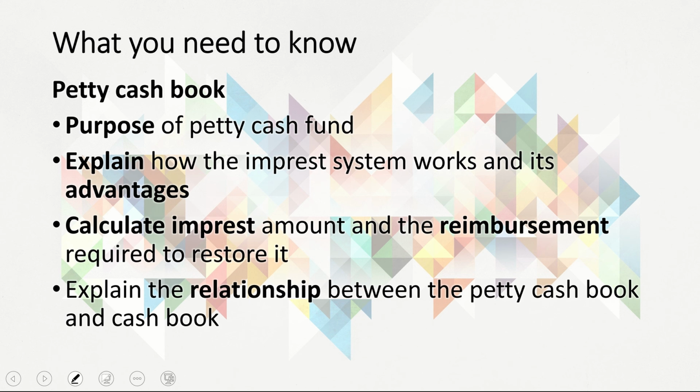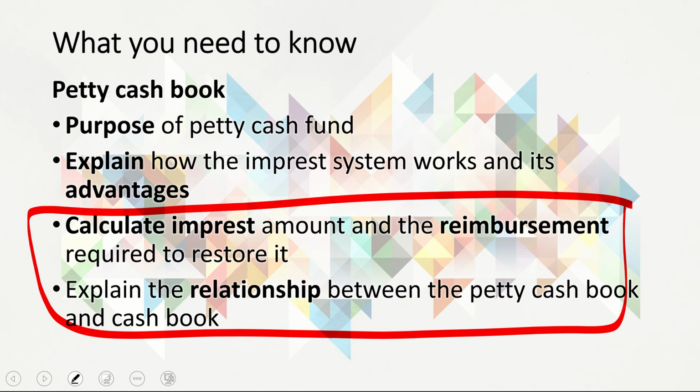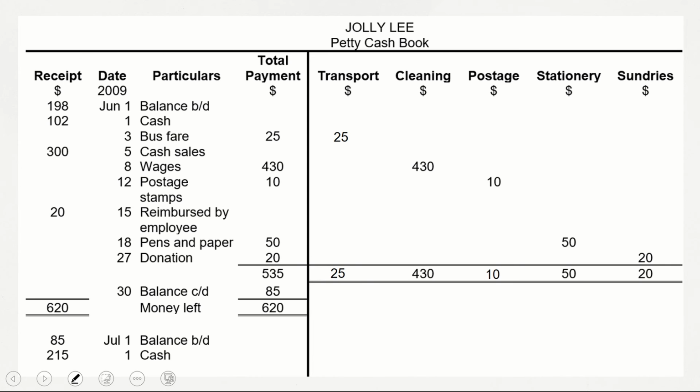Alright, for this lesson, we will only focus on this: calculating the imprest amount and the reimbursement required to restore it, and what is the relationship between the petty cash book and the cash book. So your petty cash book looks something like this. Also like a T. Can you see a T? Also like a T.